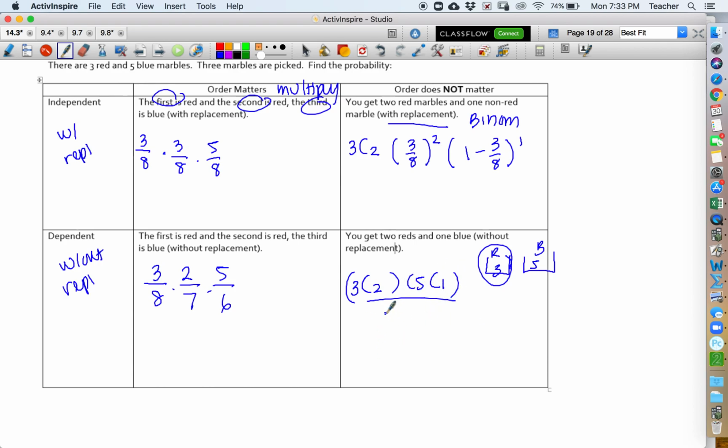But what you're telling your audience is you're going to pick the 3 marbles out of the whole pile of 8. So this is the trick, and this is what you're telling your audience.